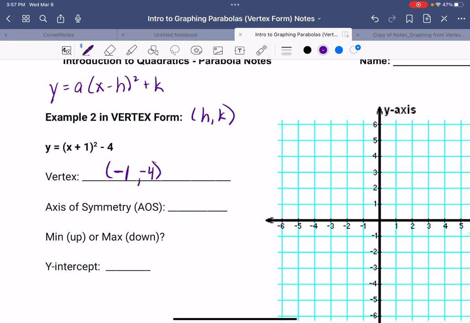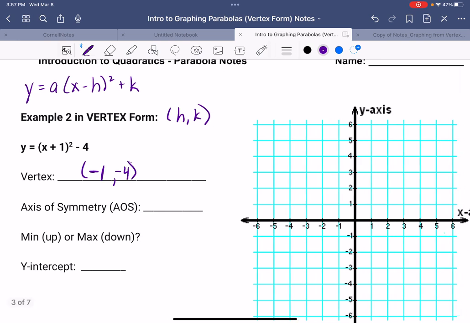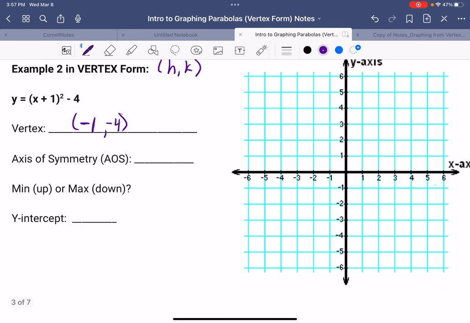All right, if you feel like you're getting the hang of this, go ahead and try this. Pause your video, try to graph it, and come back and see if you got the same thing I did. Okay, so hopefully you got your vertex as starting at 0. I'm going to go left 1 for x and down 4. So I'm going to start my vertex right here, okay? This is where my vertex is.